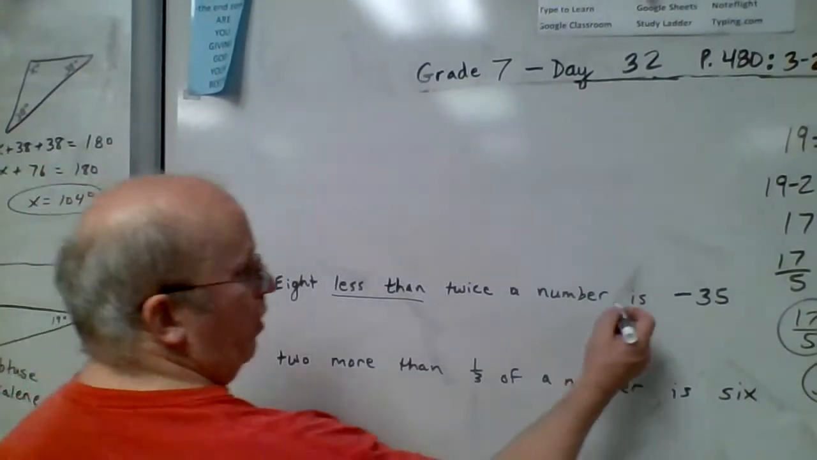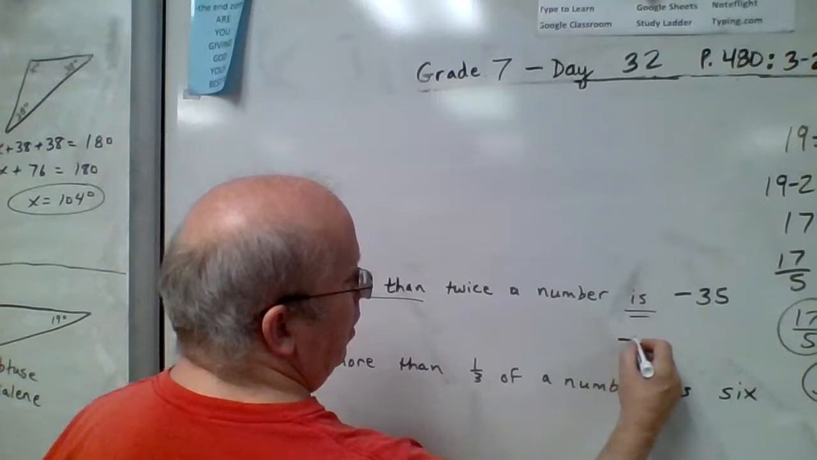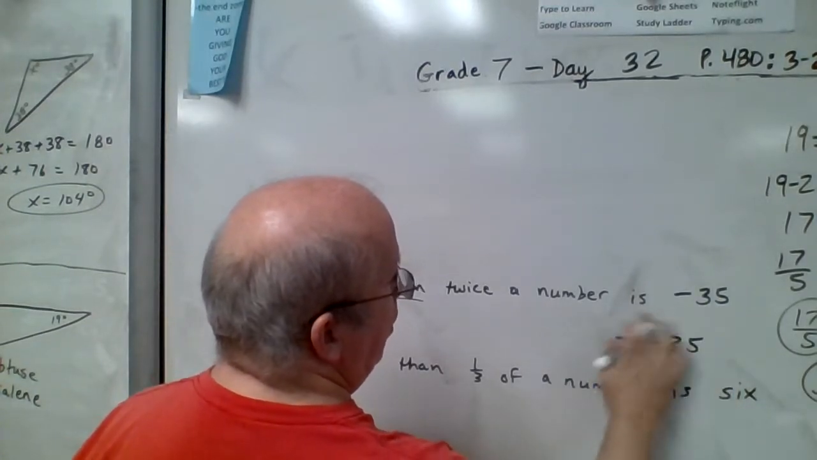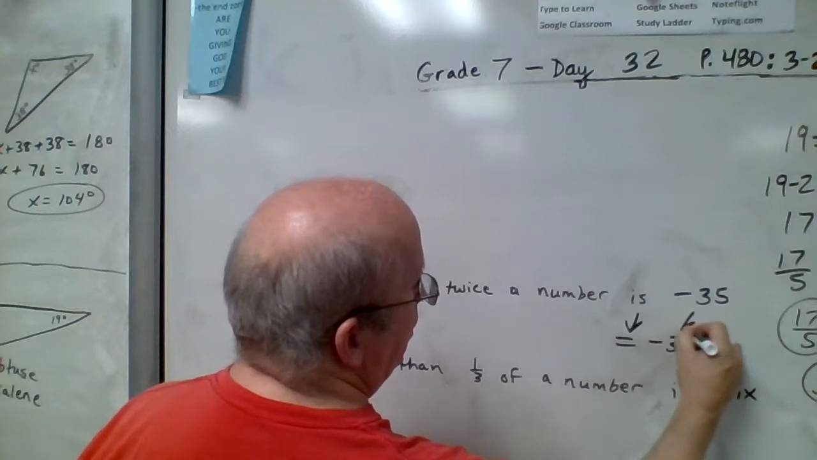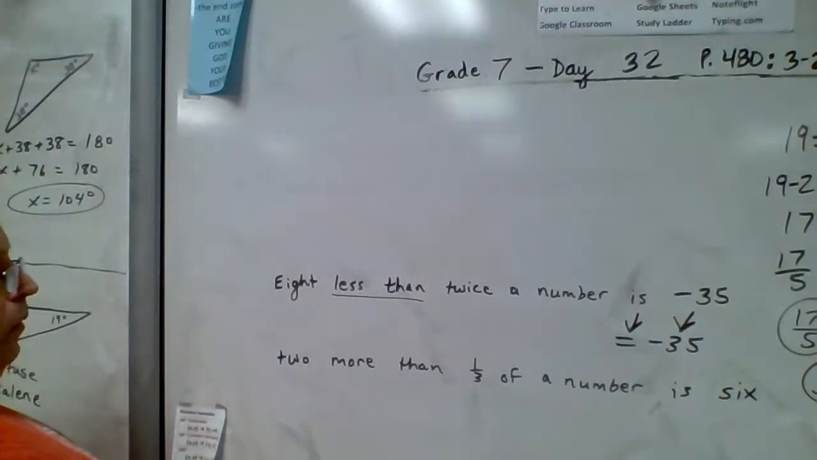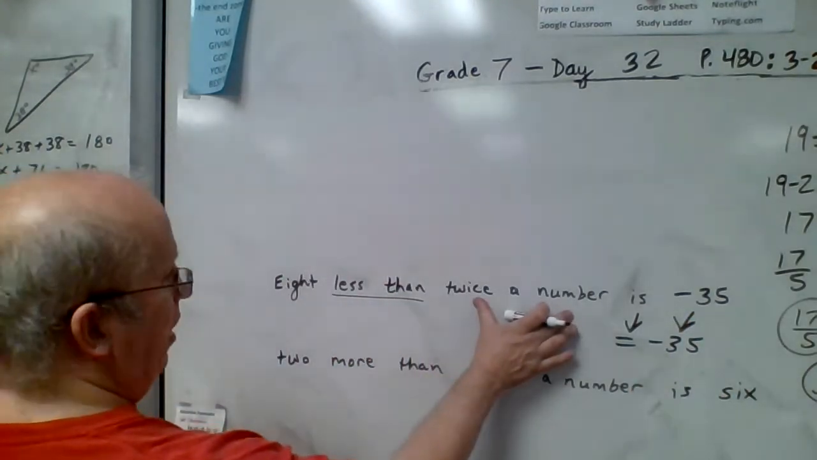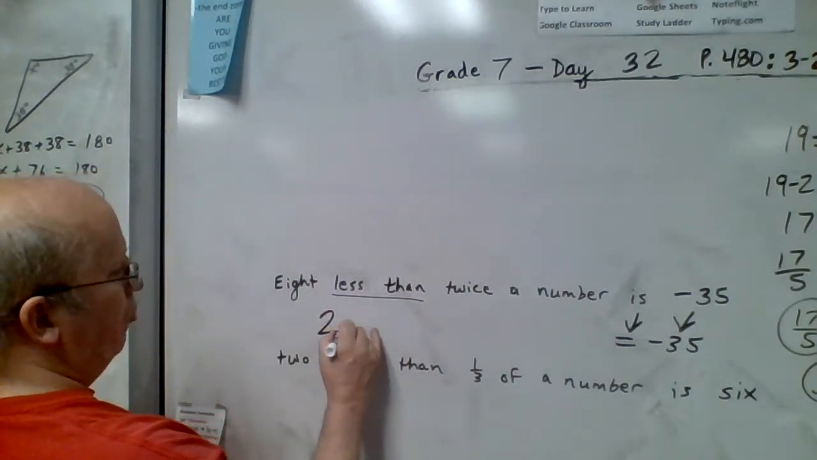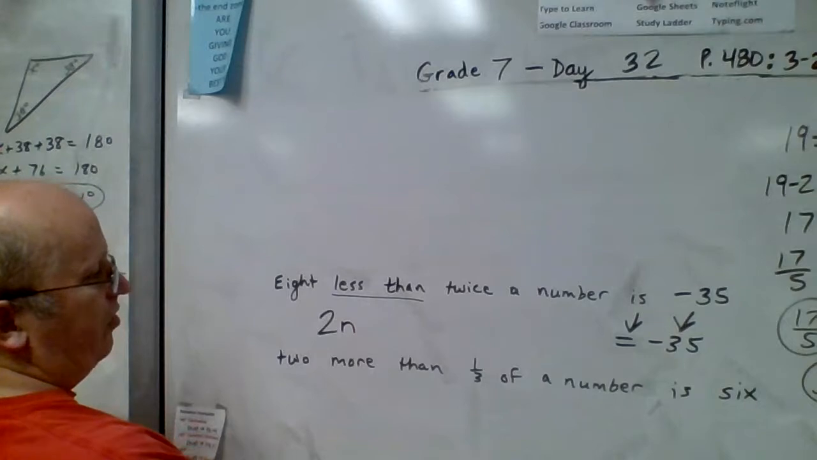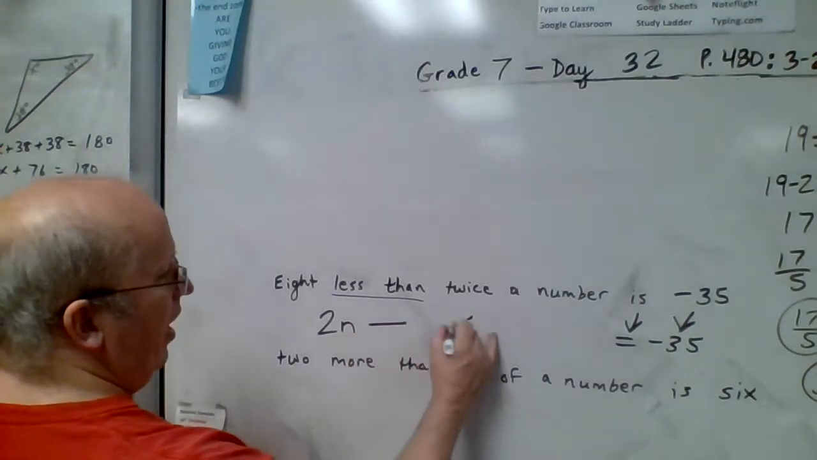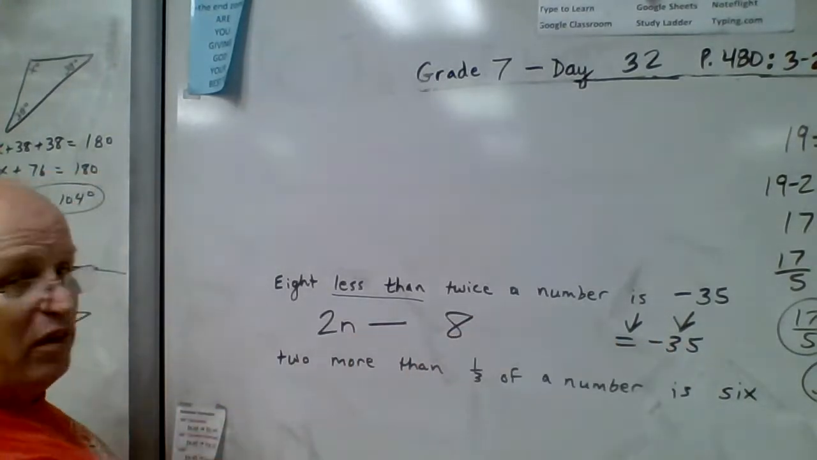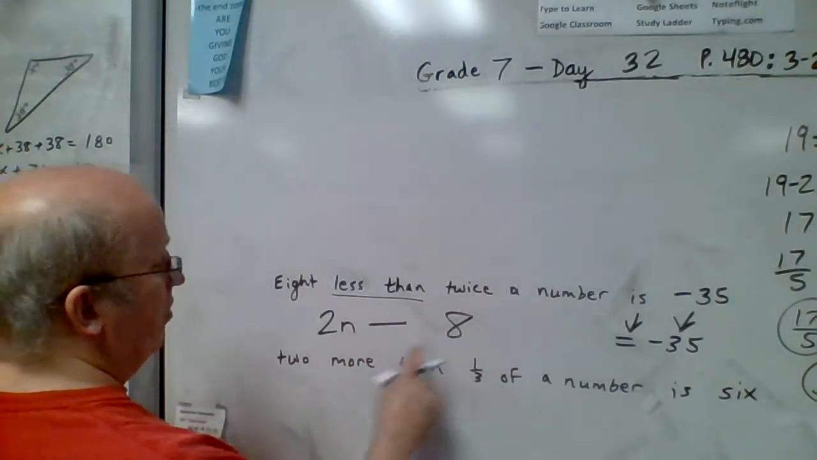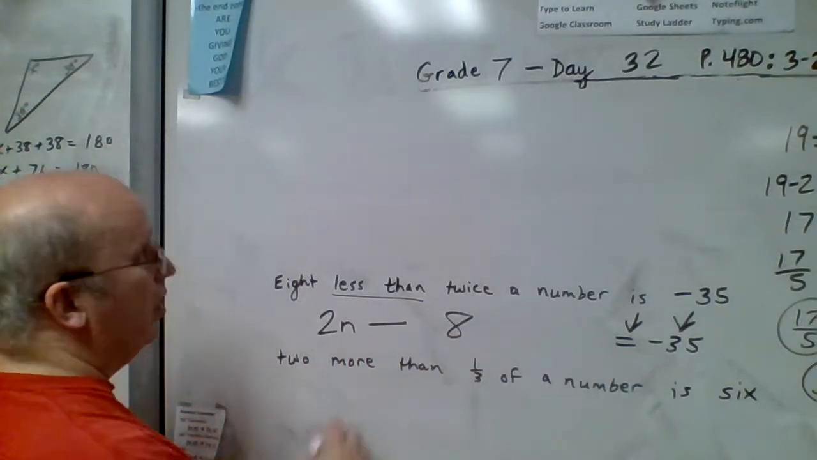Okay. Over here, here's our equal sign, right? There's our equal sign, equals 35. Let's draw a cute little arrow down. There we go. So what we got left? We're going to have to take this and flip them, right? How do we write twice a number? How about 2 times n? Twice a number minus 8 equals negative 35. Twice a number, 8 less than twice a number. Twice a number minus 8 equals negative 35.